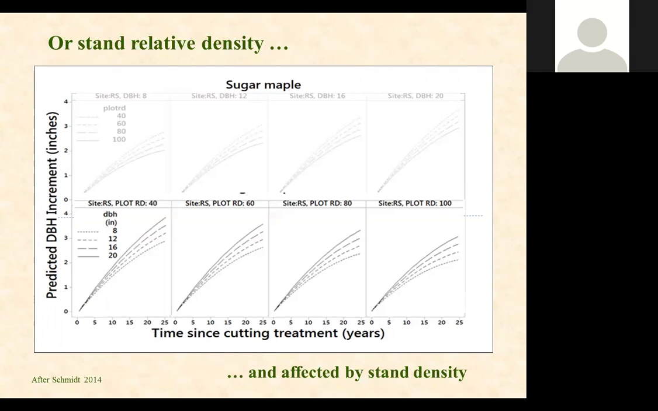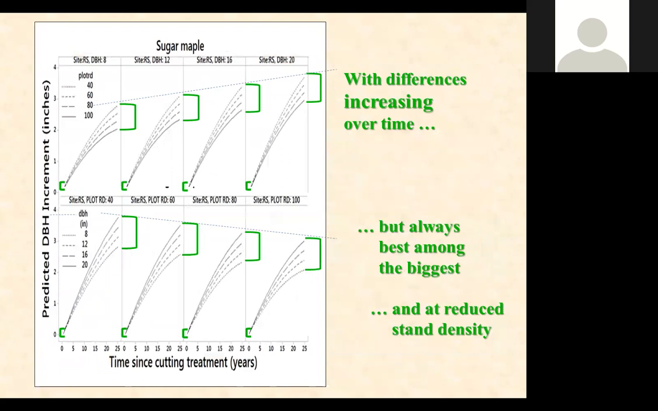There's another thing we see in these. If you see the right-hand side of those curves, the spread in the growth rate increases with time for plot relative density and for tree diameter. So the benefit of leaving the larger diameter trees increases the longer the cutting cycle you have. In the early parts of the cycle, you won't see much difference. As you get towards the end of your thinning cycle, you will begin to see more and more difference in the growth between the big and the small trees in your stand.